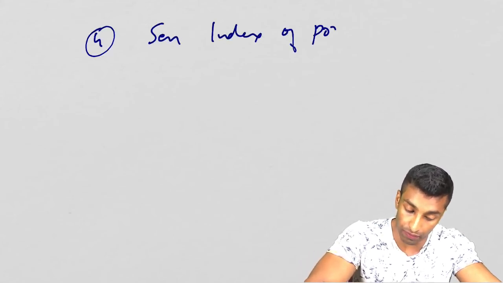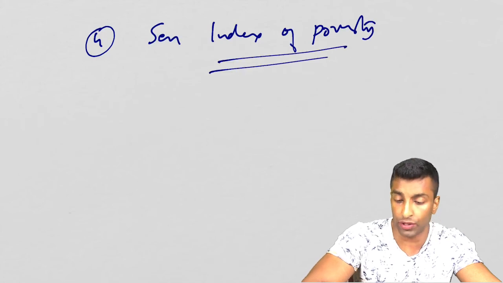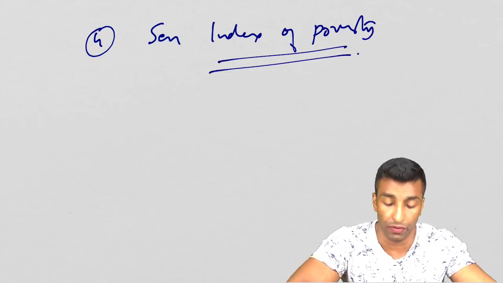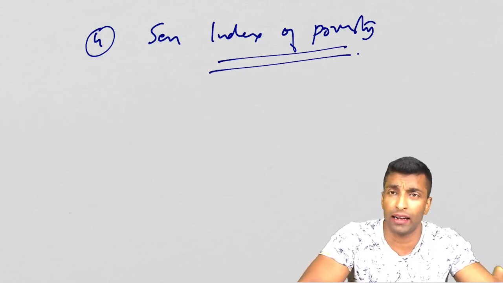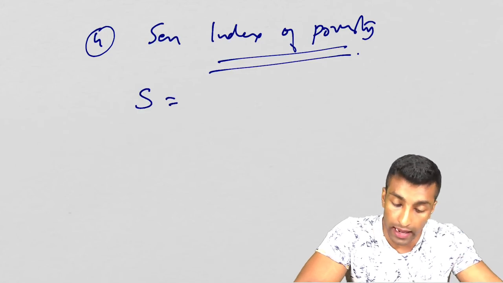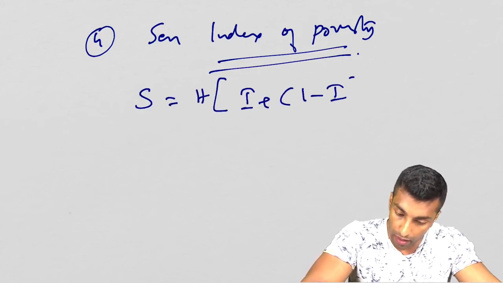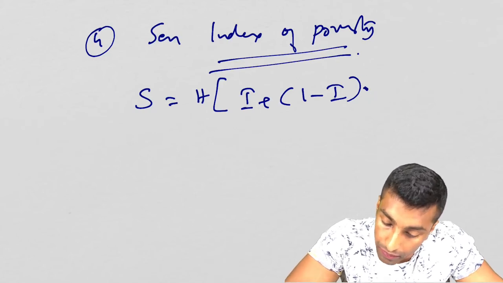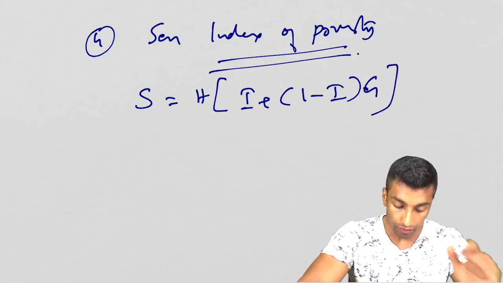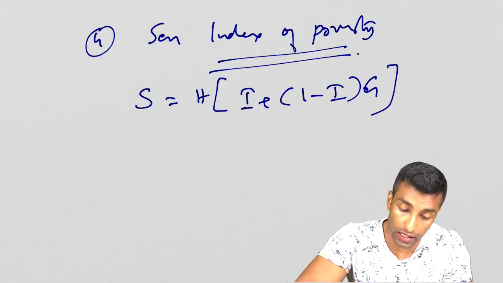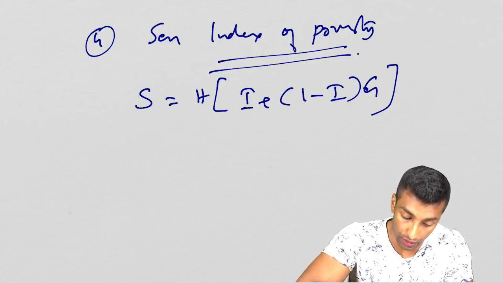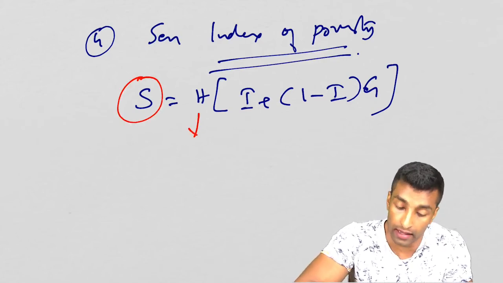Okay. Now the next one, the fourth one, Sen index of poverty. It is actually a concept given by Professor Amartya Kumar Sen. I'll directly write it here. We don't want to waste the time. S is equal to H into I plus 1 minus I into G. Okay. So this is the concept given by Amartya Kumar Sen. So this is nothing but Sen index.